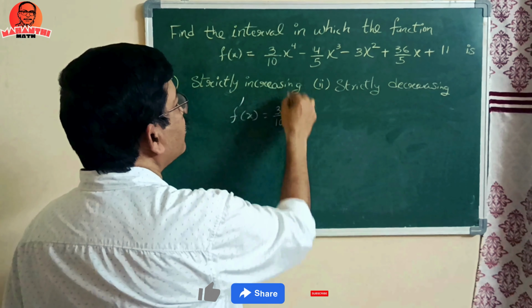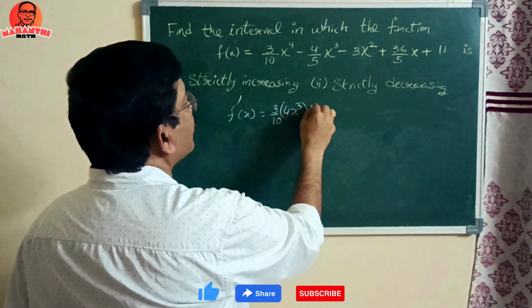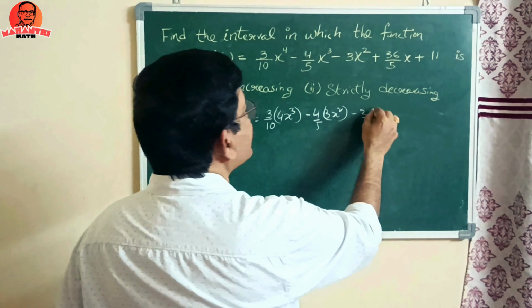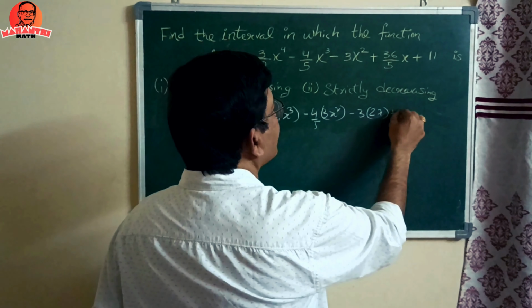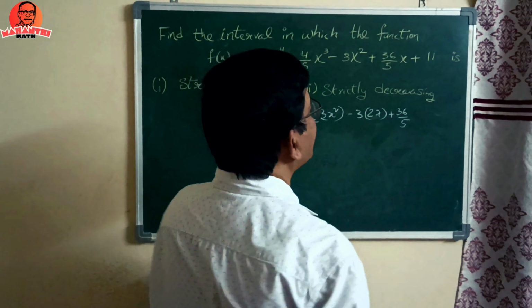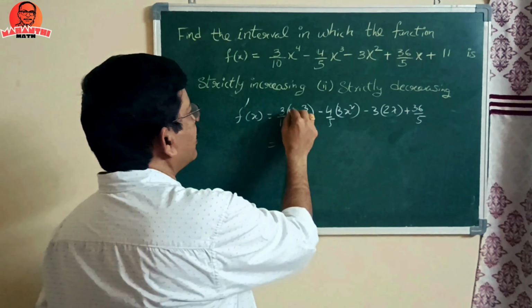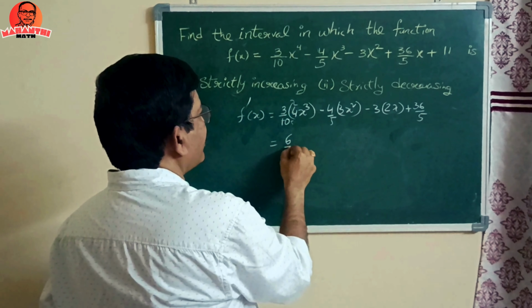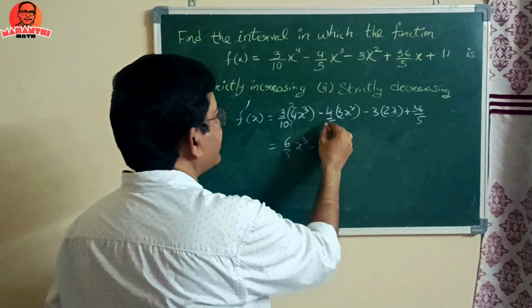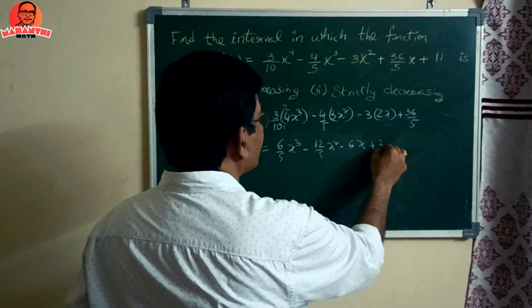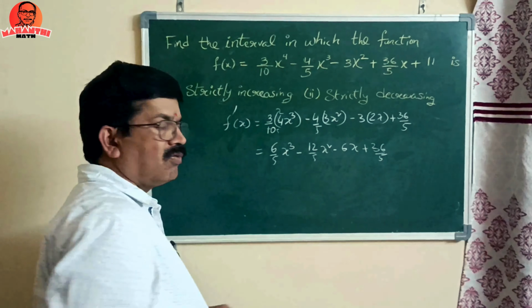3 by 10 into 4x cube minus 4 by 5 into 3x square minus 3 into 2x plus 36 by 5. The derivative of the constant is 0. All of you know the derivatives properly. Now you see that it is 6 by 5 x cube minus 12 by 5 x square minus 6x plus 36 by 5. What is the second step?